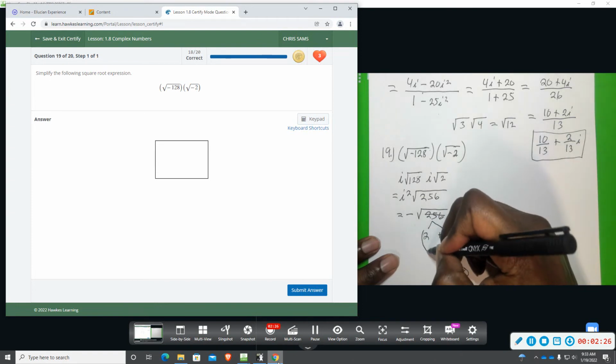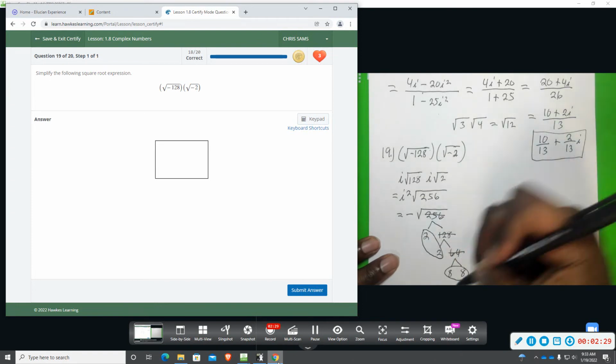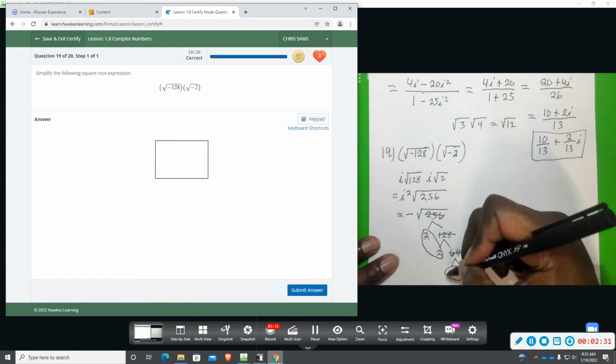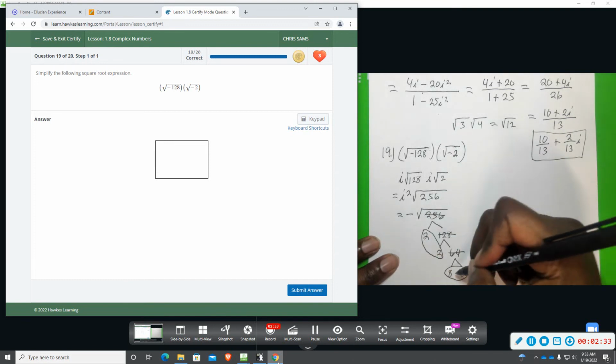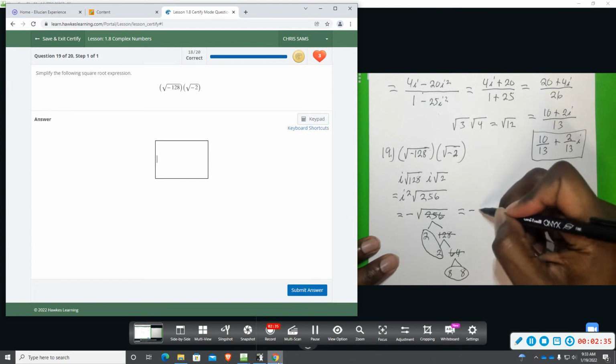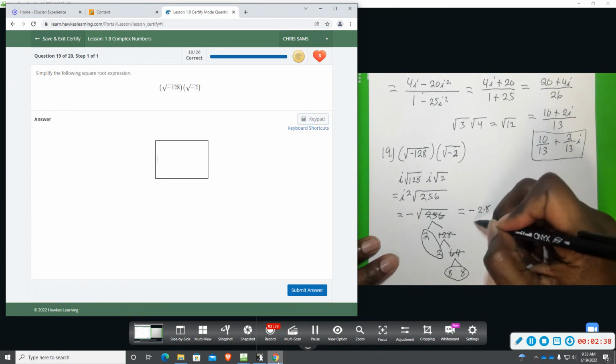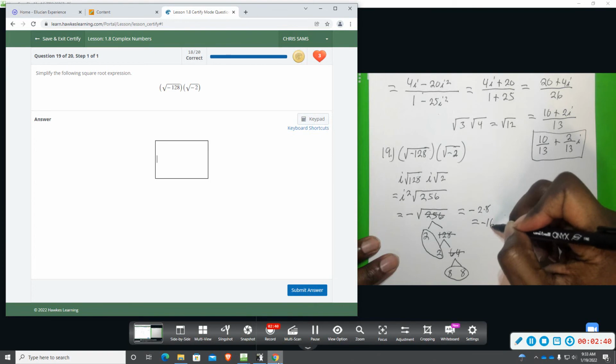And then the 2. So even if you don't realize it's a perfect square, you can break it down. So have a negative, a 2 comes out, and an 8 comes out. Negative 2 times 8 is going to give us a negative 16.